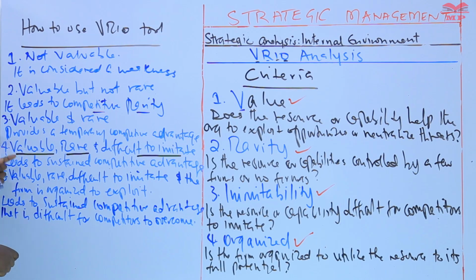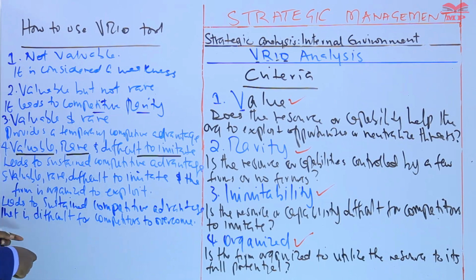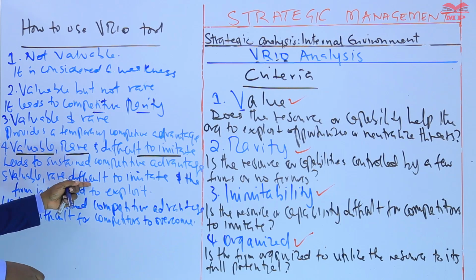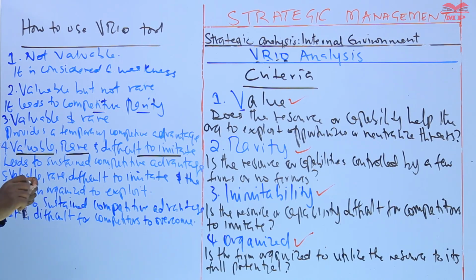But the difference between 4 and 5 is that the sustained competitive advantage in the fifth scenario is difficult for competitors to overcome because it is valuable, rare, difficult to imitate, and the firm is organized to exploit the resource. Here in 4, the firm is not organized to exploit it. So do you understand, candidates? This is how to use the VRIO framework.